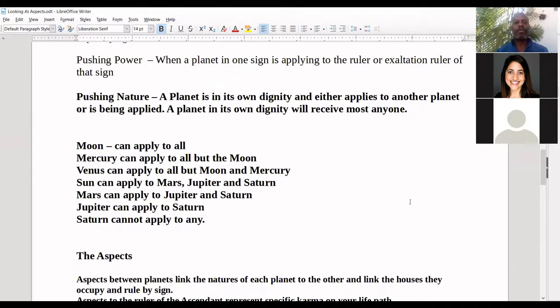Okay, does that help? Obviously all of the planets listed here can apply to the outer planets, but we're not working with them right now. Saturn can apply to Uranus and Neptune and Pluto, right? So this is the way to be looking at it. Only the Moon can apply to all of them. Mercury can apply to almost all of them except the Moon.